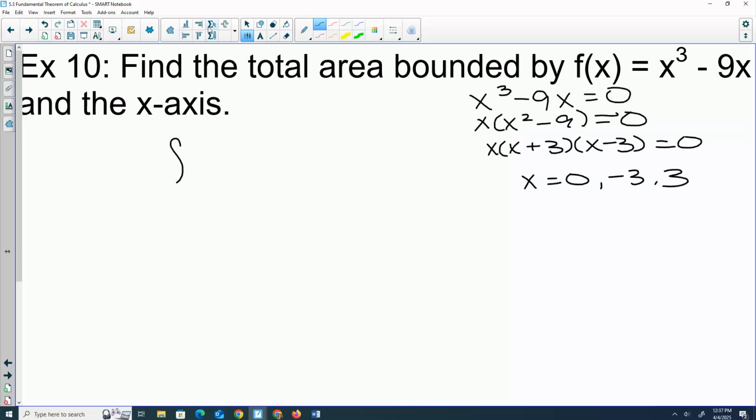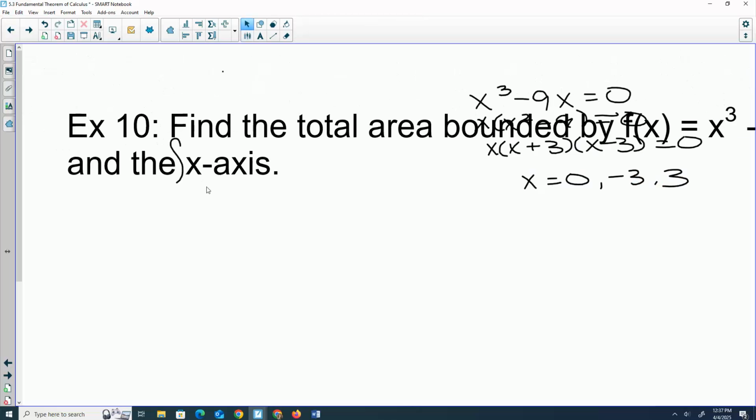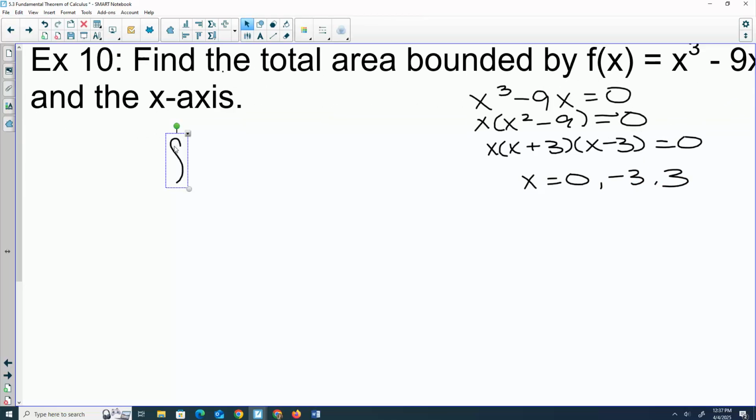Okay. Because I said total area. Oopsies. Not what I meant to do.